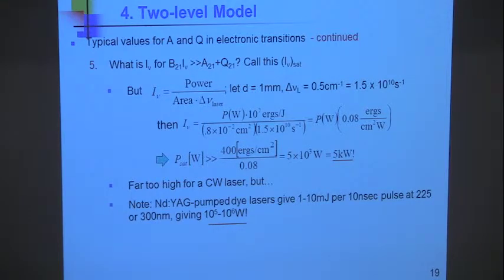So you might look at this and say, wow, that sounds like a big number, since I remember Professor Hanson saying our diode lasers are 2 milliwatts. So we're not going to saturate with a diode laser. 5 kilowatts is not as bad as you think. That's too much for a continuous wave laser. But what if we go to our neodymium YAG pump dye lasers, which typically can output 1 to 10 millijoules or more in a 10 nanosecond pulse at 225 nanometers. That's 10 to the 5th watts. Why? Because it's 10 to the minus 8 seconds.